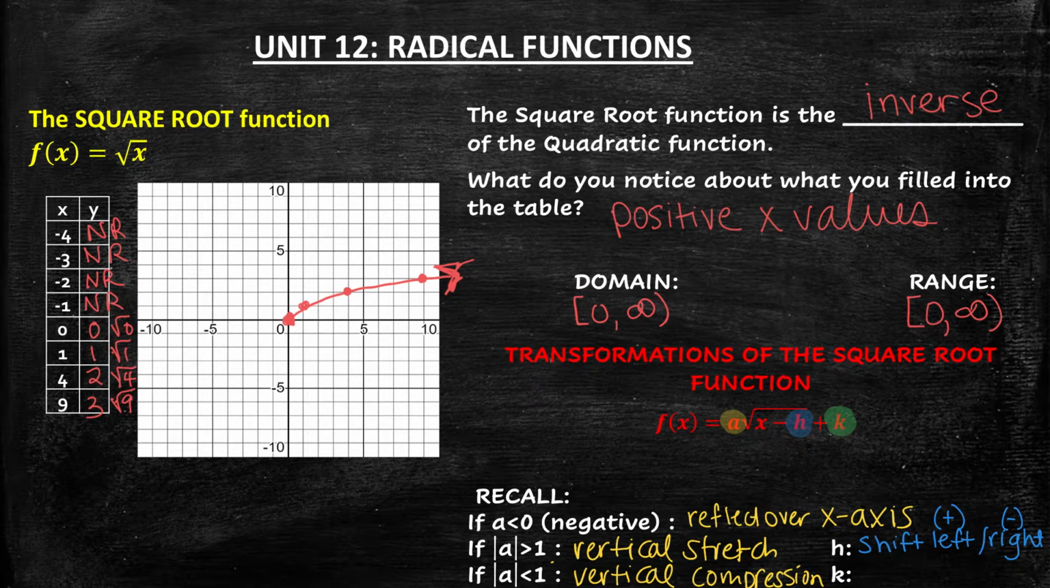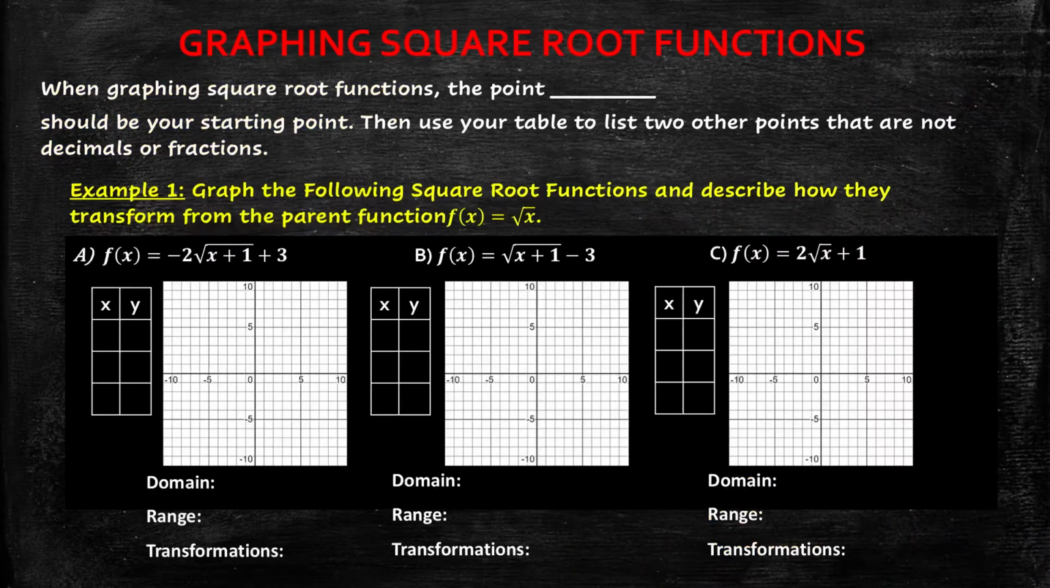And then for the k value, that's going to make it shift up and down, and positive would make it move up, and minus would make it move down. So these are all things that we've learned before, so just make sure you remember those.